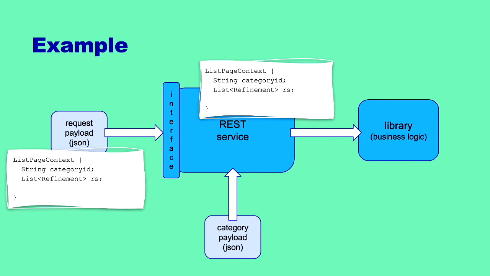So in this case, we have the same model, that is the list page context, being used in the API as a request model and also internally within the service. So imagine that we need to add an additional field to the internal model for which we need some business logic. So we add this field. And what happens now is that this change also gets propagated to the API model. And this will break the API for our clients because now the request payload needs an additional field.